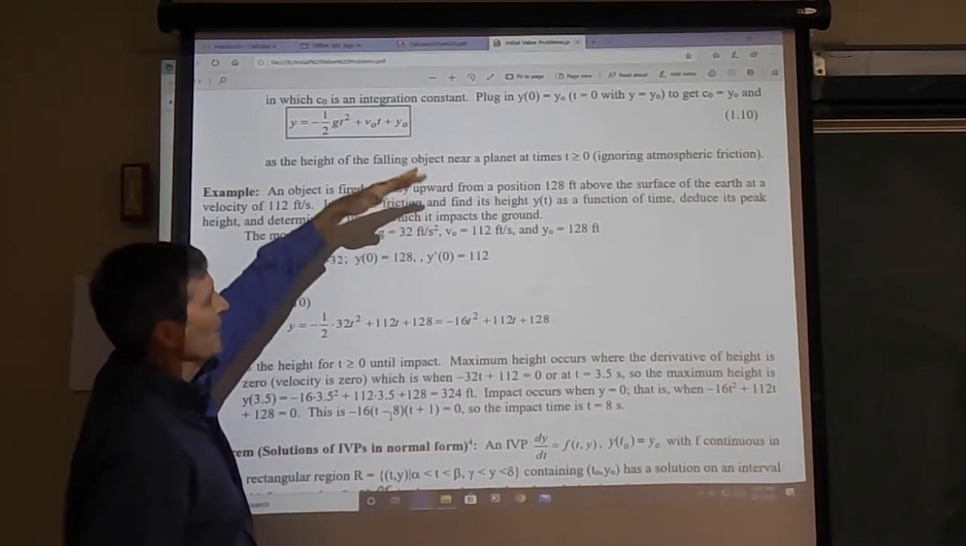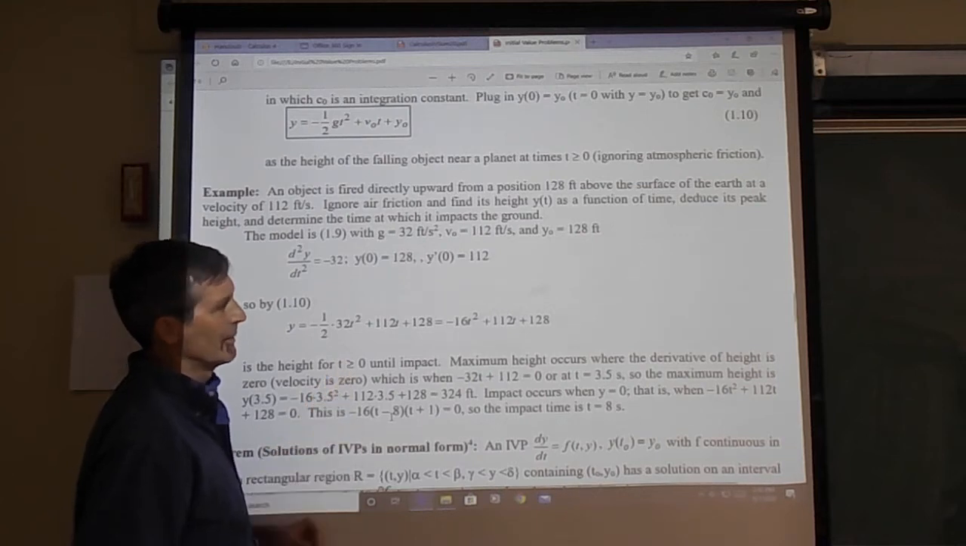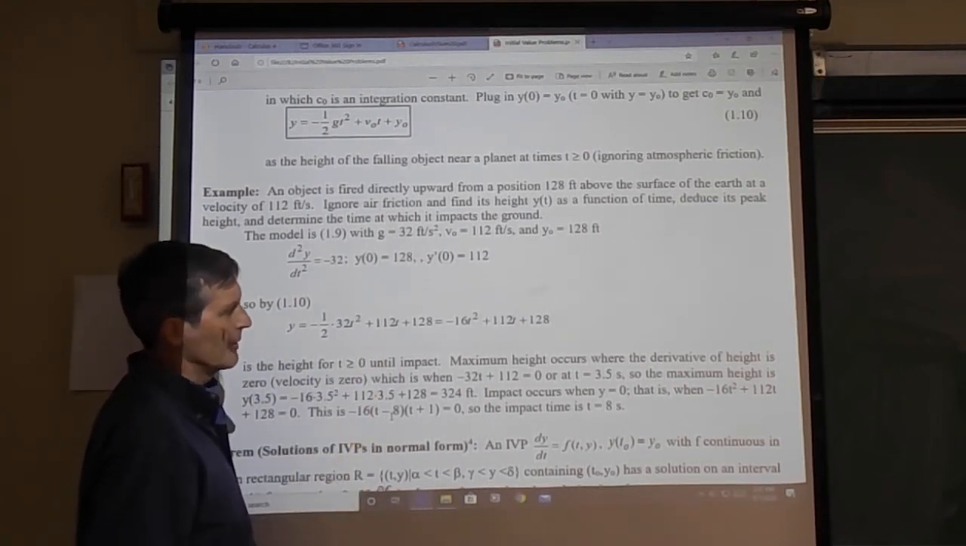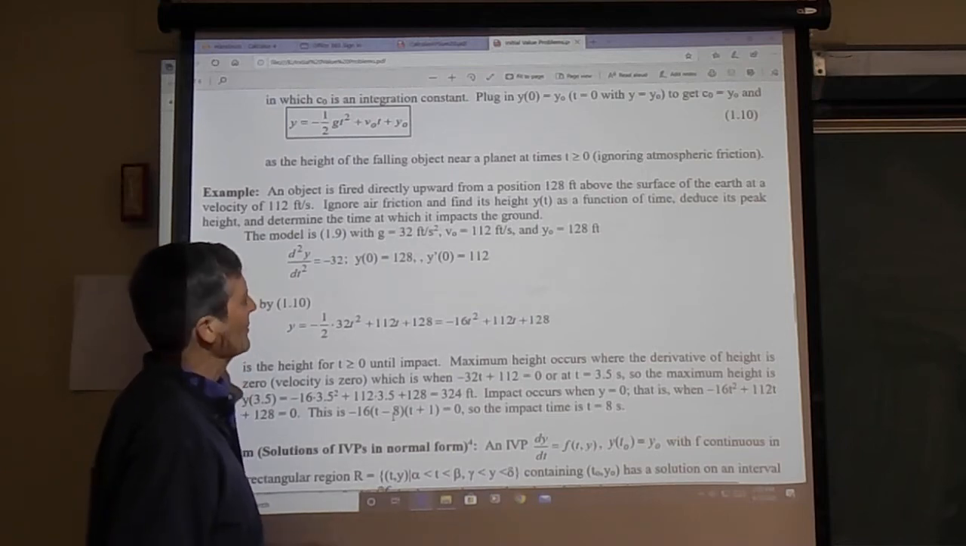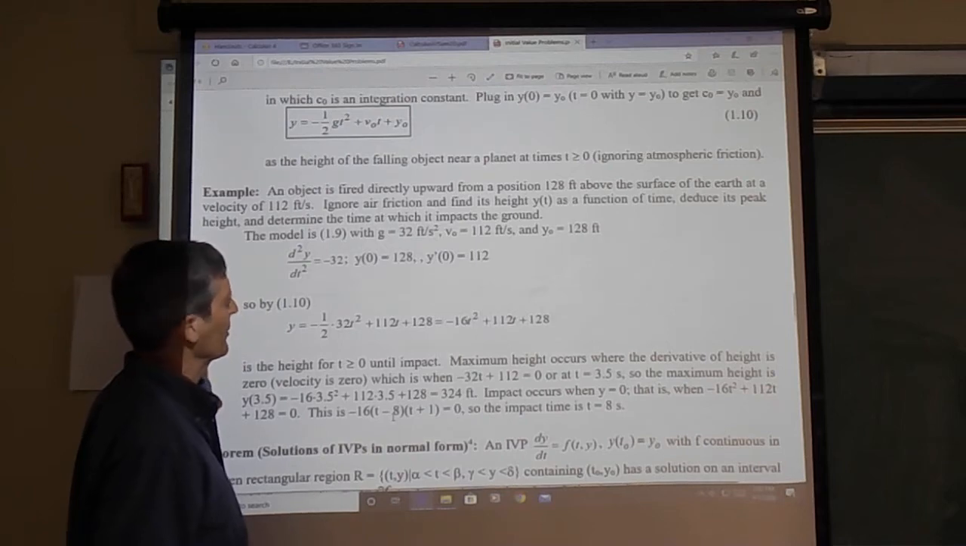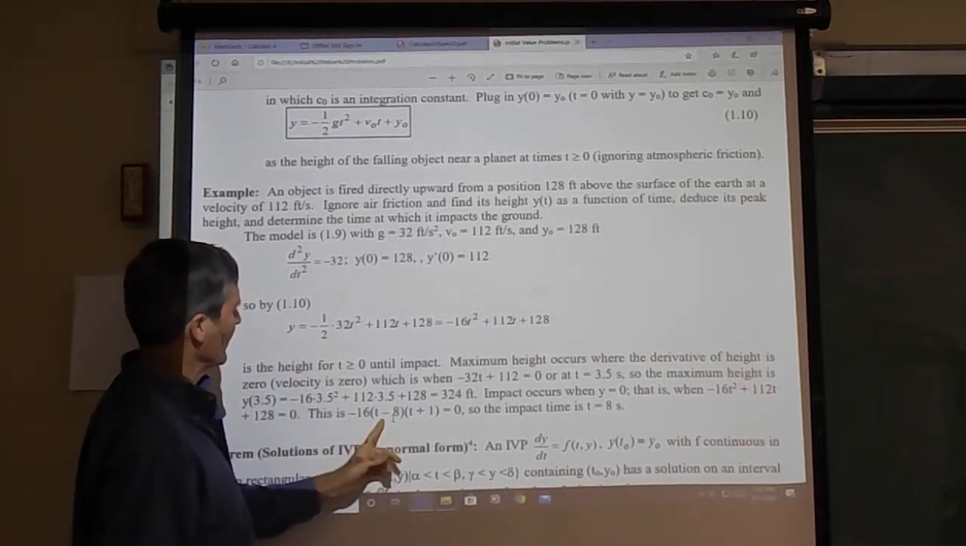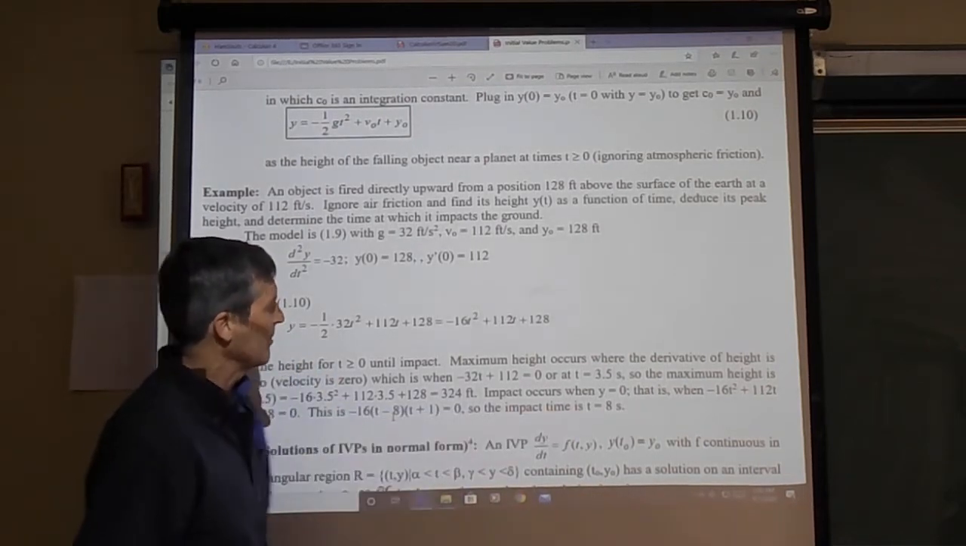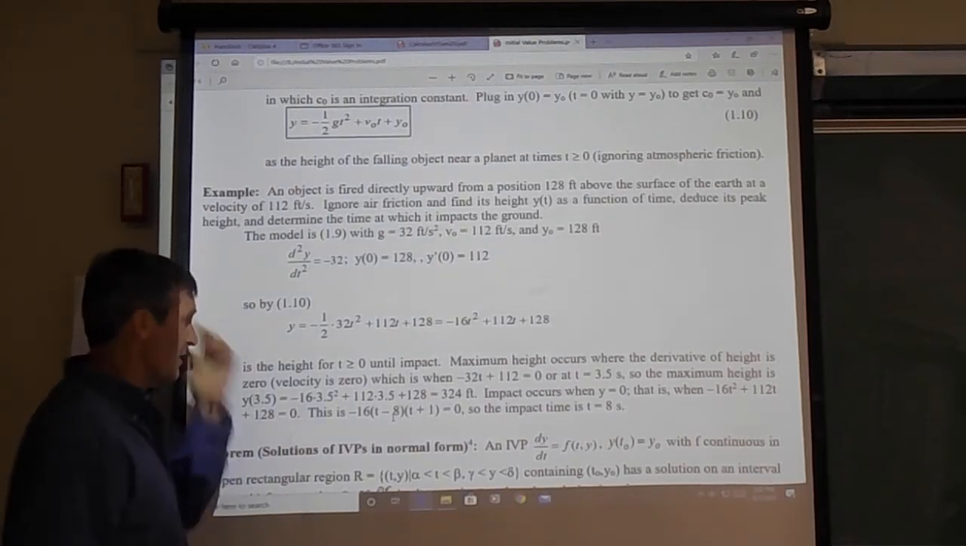Minus 1 is if you ran the cannonball backwards in time to intersect the ground, assuming the model worked for negative times. What you have here is a parabolic trajectory, and it intersects at a negative time with the Earth also. You want the positive solution, so you put t equals 8. That's the impact time. How do you find its maximum height?